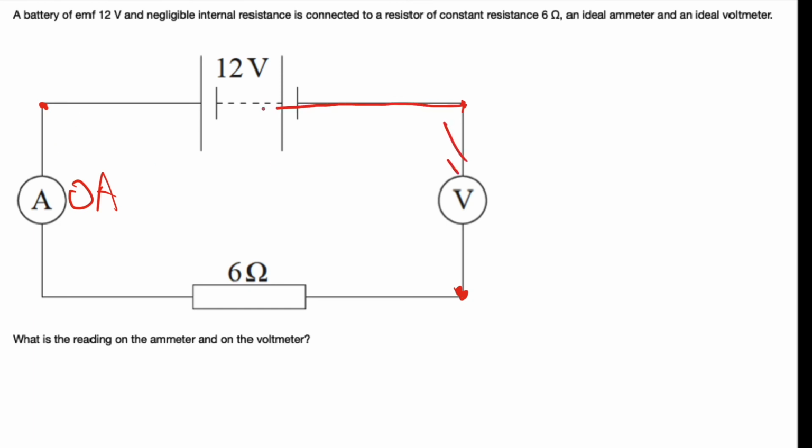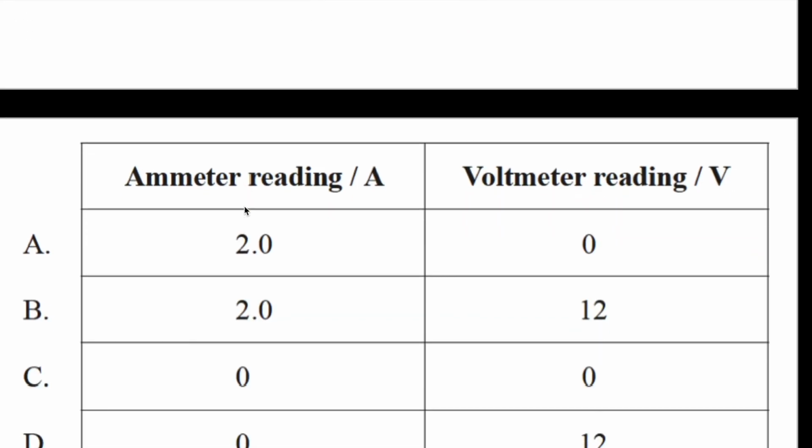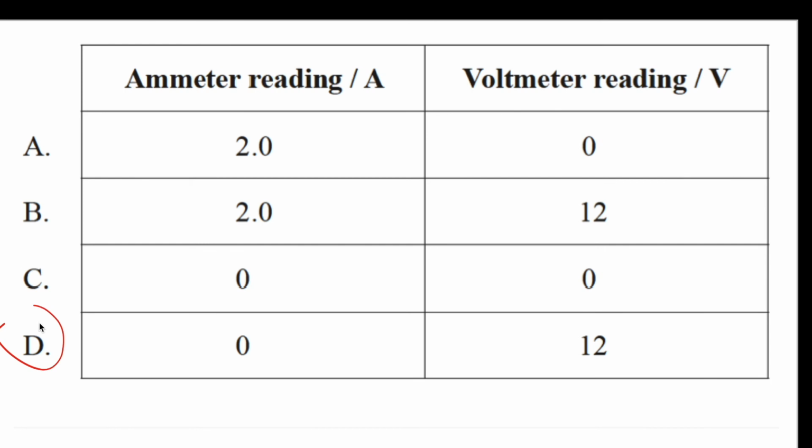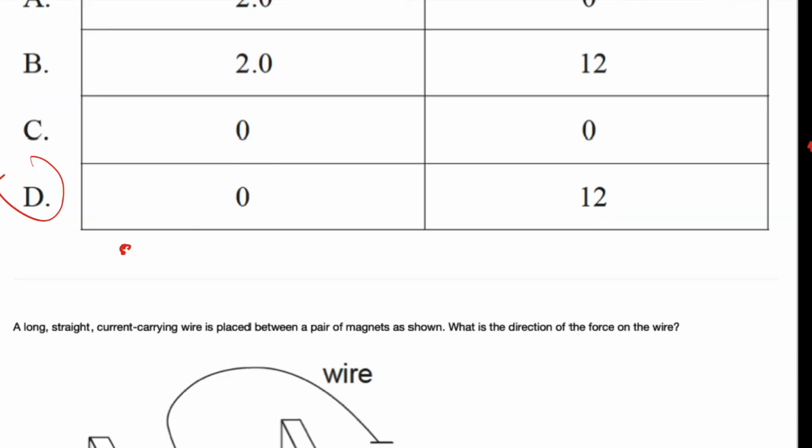So the voltmeter here is going to measure the voltage of the battery terminal, which has a voltage of 12. So it's going to be answer D, 0 and 12. Right. So you need to be able to identify what voltage the voltmeter is measuring.